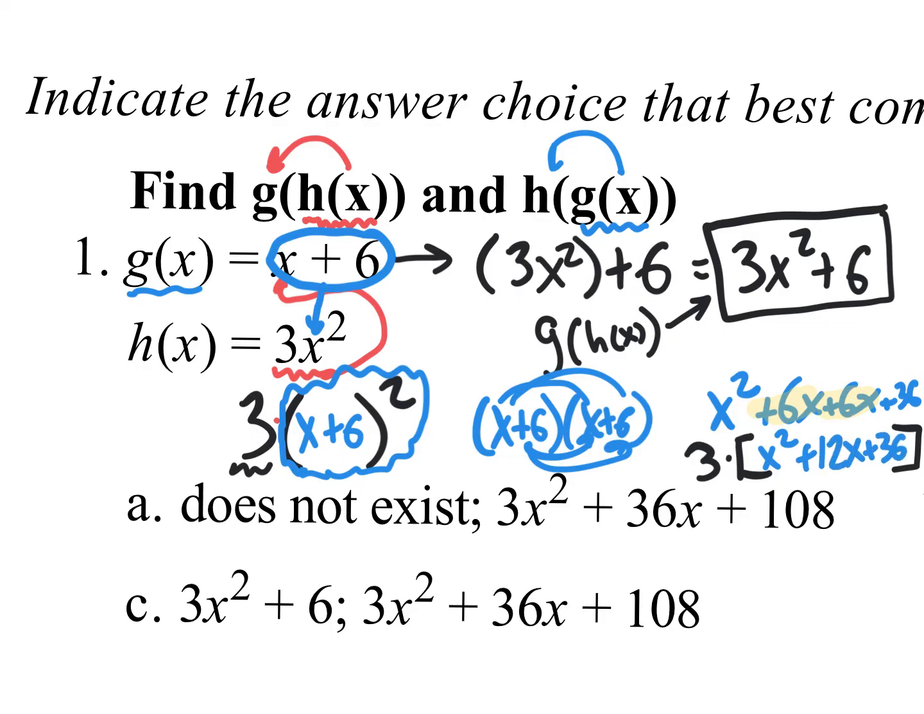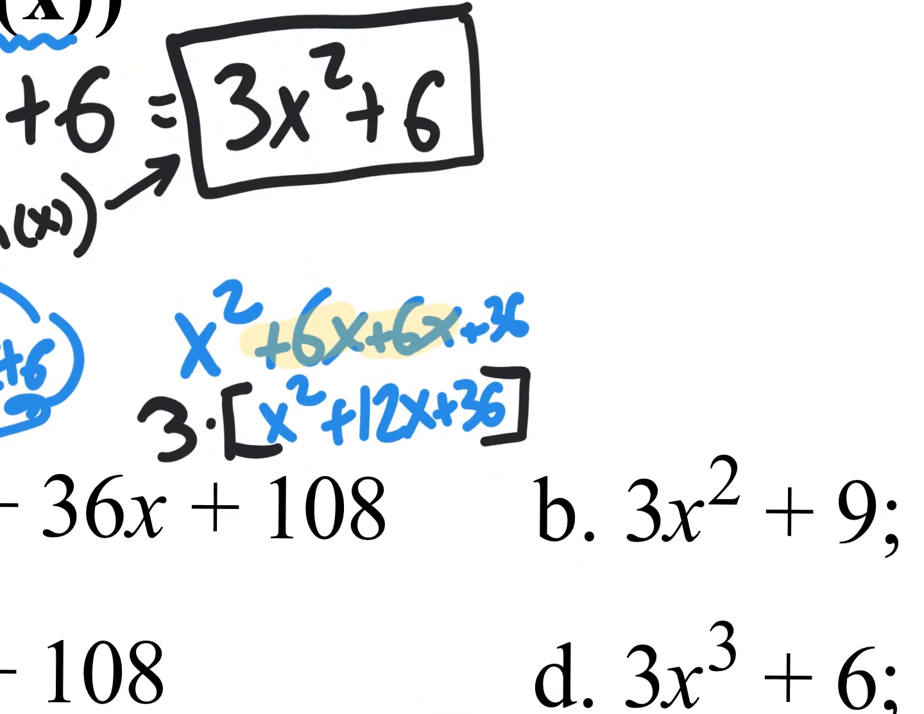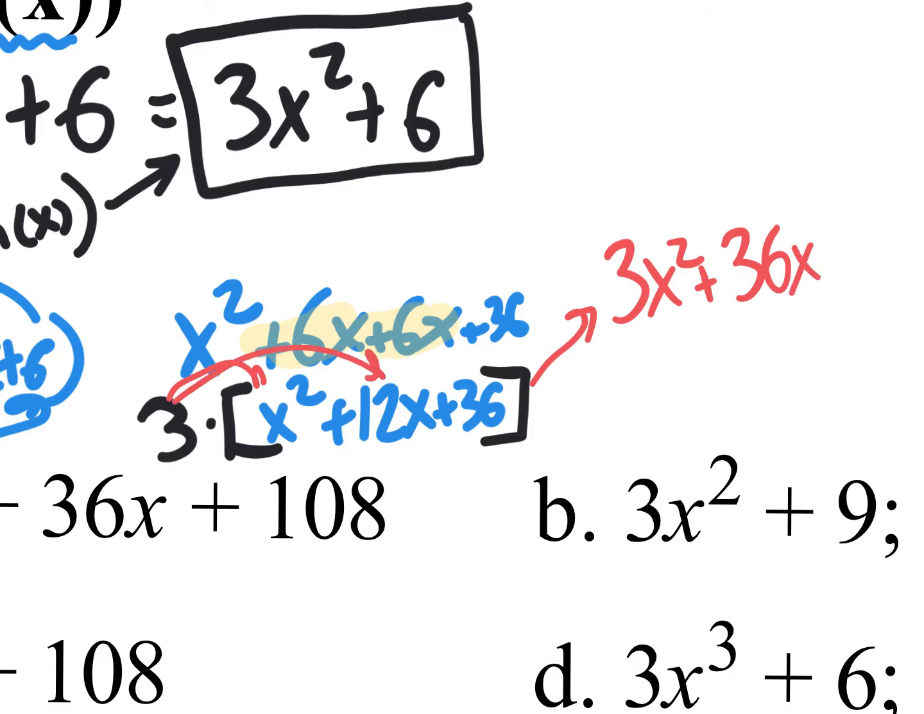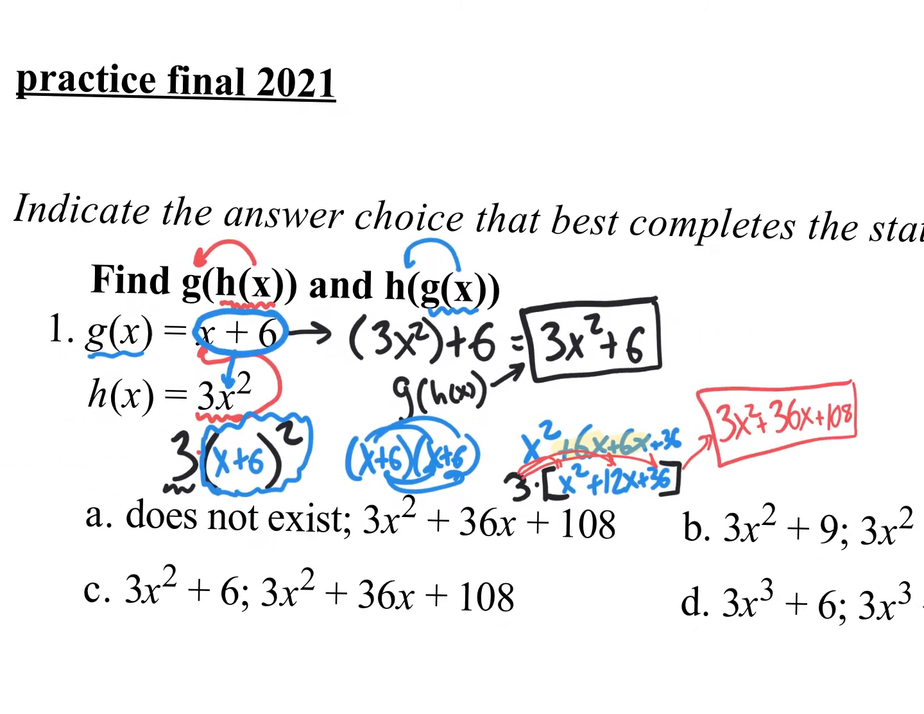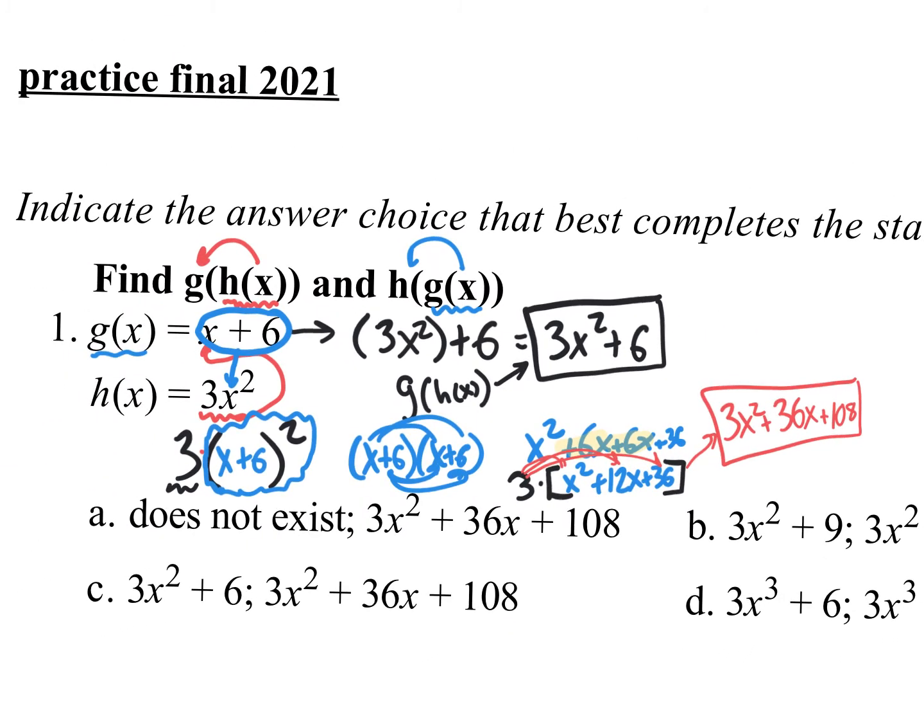Now, again, we still need to deal with that 3 that's out in the front. So we're going to take that 3 times x squared. It is 3x squared. 3 times 12 is 36 with an x. And last but not least, 3 times 36. Whoops, I didn't draw the arrows. Sorry about that. 3 times 36, that is 108. So ladies and gentlemen, that is our answer right there. Again, this one was the h of g of x.